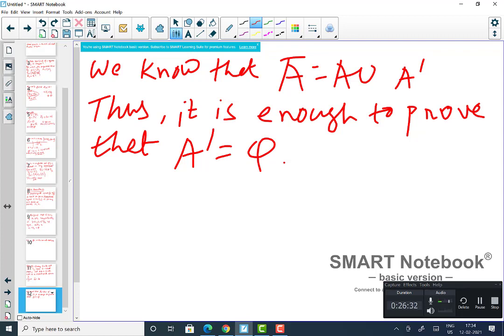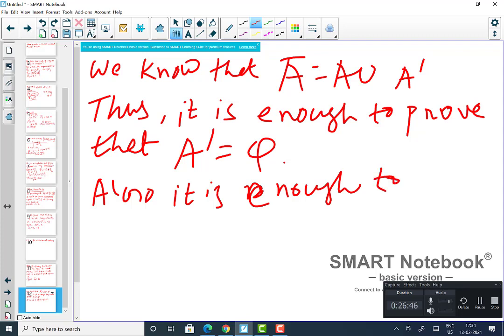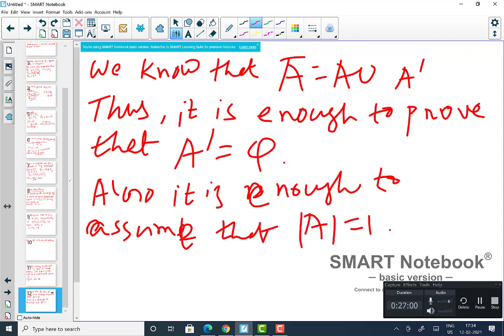Also, I can assume that the set has only a single element, and then you are done. Why? Because it is enough to assume that the cardinality of A is 1. If a singleton set is closed, then you know that a finite union of closed sets is closed. So if you have finitely many points, take singletons and then take the union, that will be the full set, and that must be closed, right? Because a finite union of closed sets is closed under any topology.